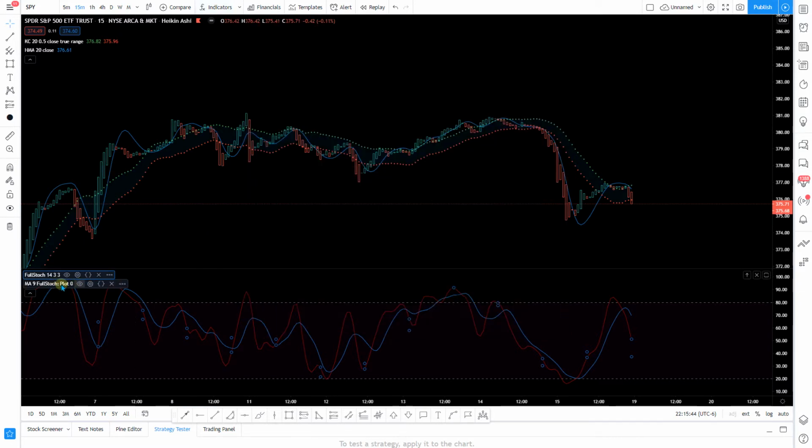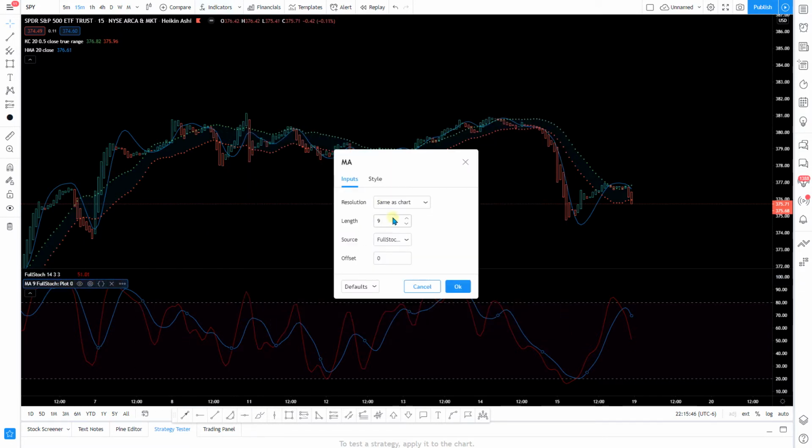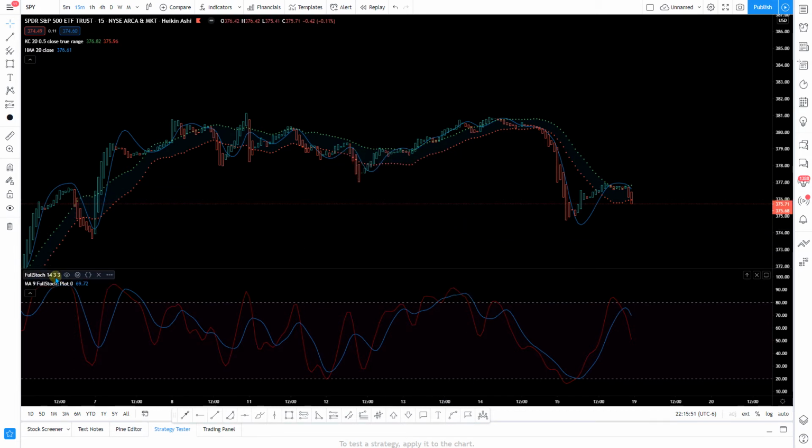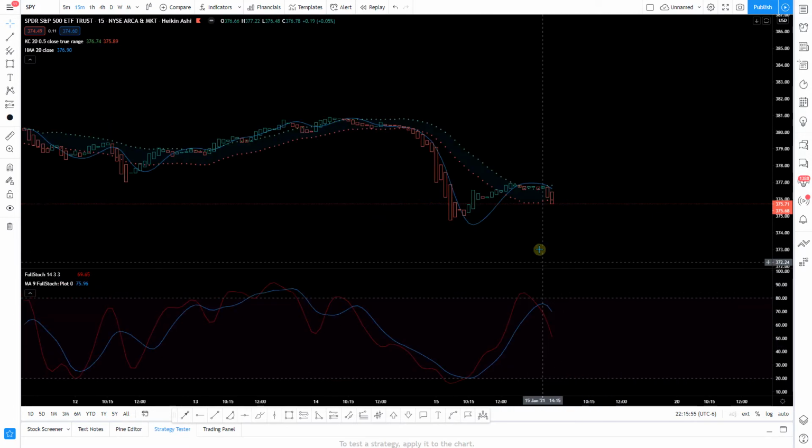And then you can come in here and edit it with this little gearbox, and you can make it whatever you want. I'm just going to leave it as 9 here. You could probably smooth this out, but I would just test it. Just run with it.